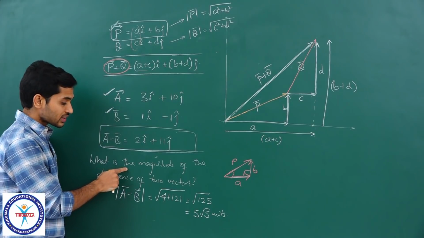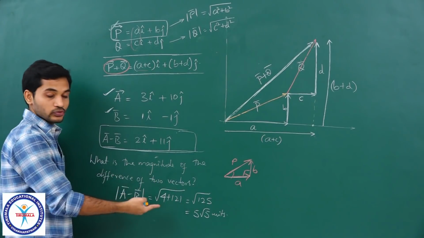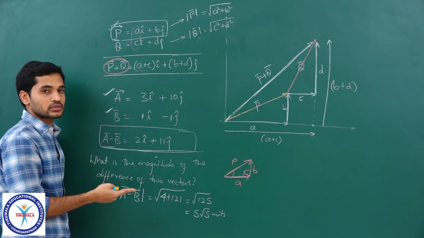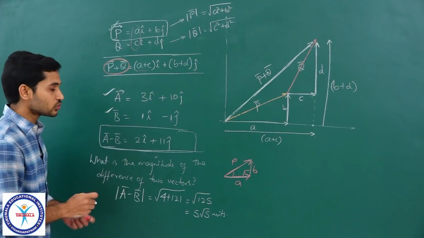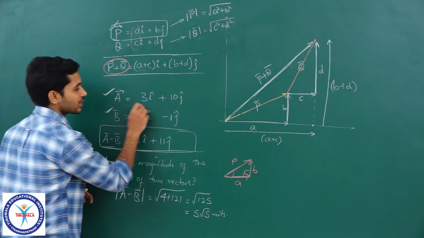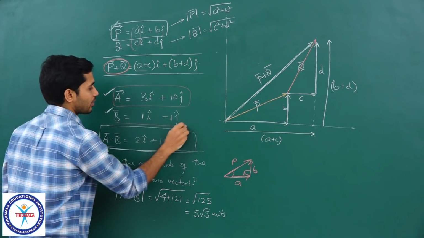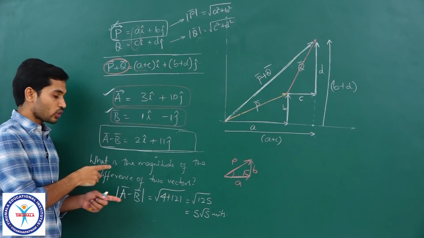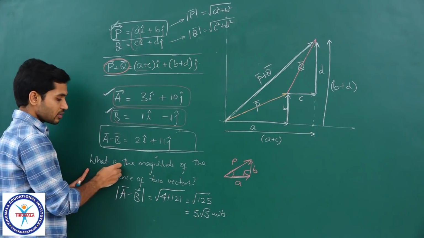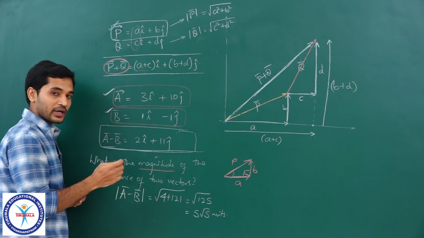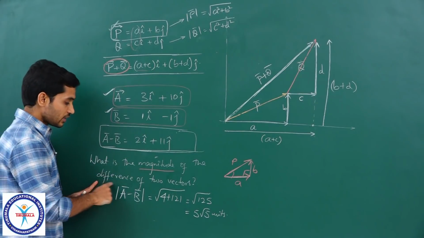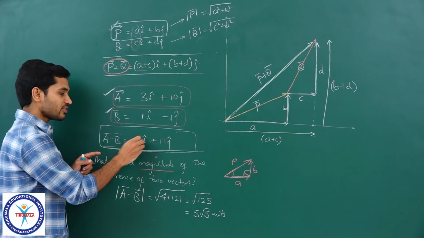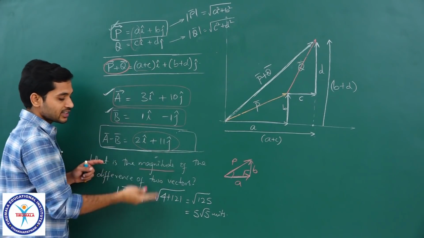So, remember what I am asking you here. I am asking you what is the magnitude of the difference of two vectors. I am not asking you what is the difference of magnitudes. If I ask you what is the difference of magnitudes, you will find the magnitude of this, find the magnitude of this, and then find the difference of the two magnitudes. But what am I asking here? The magnitude of which vector? The difference of those two vectors. So, first I found the difference, and then whichever vector I got, I am finding its magnitude.